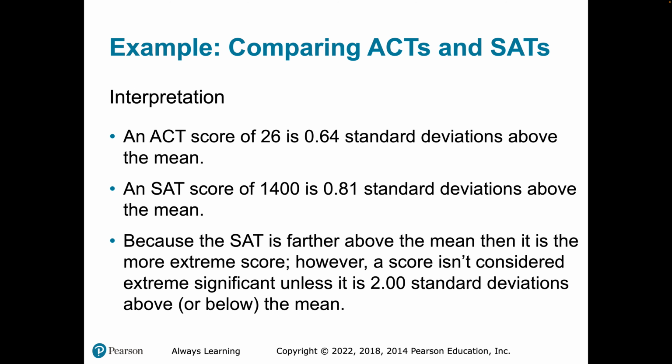For the interpretation, we can say that an ACT score of 26 is 0.64 standard deviations above the mean because it's a positive z-score. An SAT score of 1400 is 0.81 standard deviations above the mean. All right.